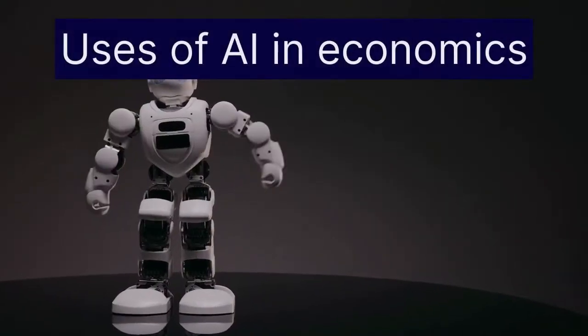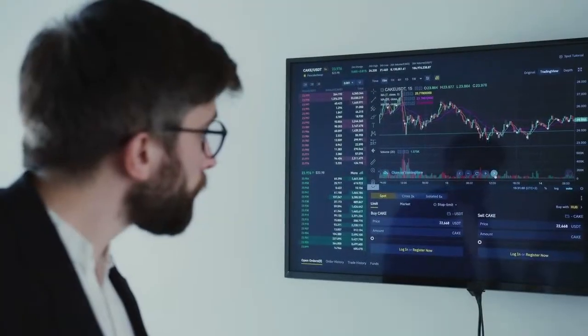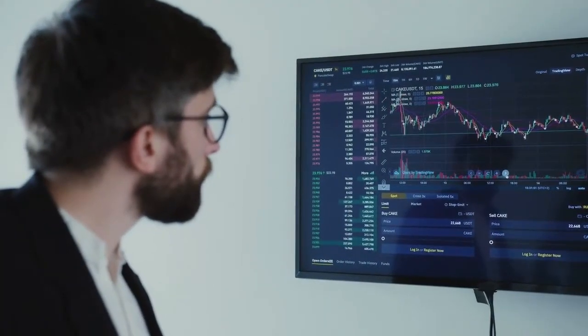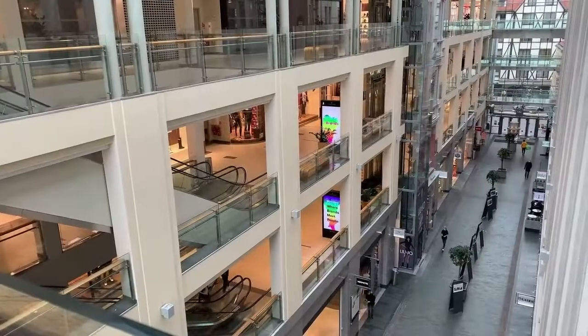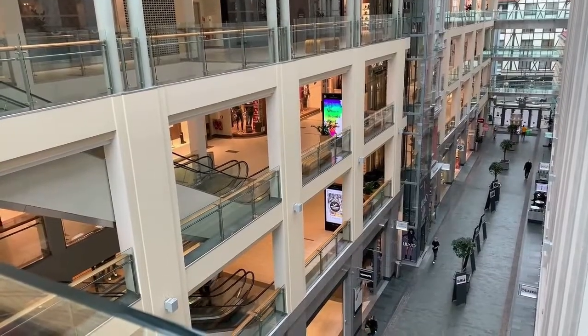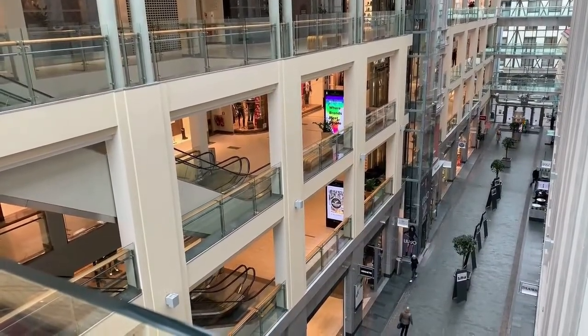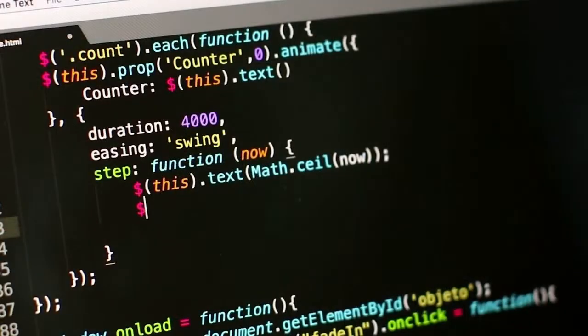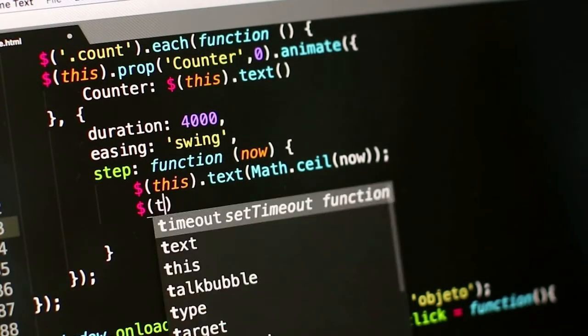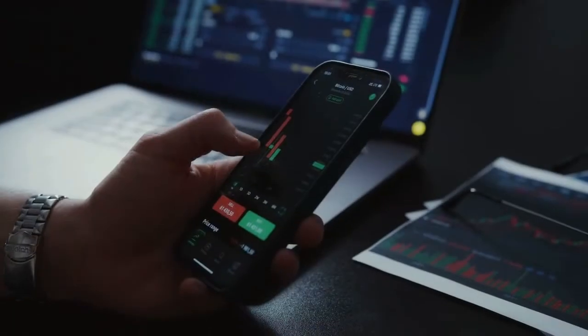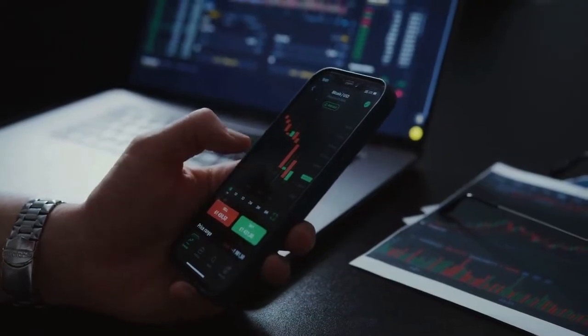Uses of artificial intelligence in economics: market forecasting. AI can analyze historical data, market trends, and social media sentiment to predict future market movements with greater accuracy. This allows businesses and investors to make informed decisions about investments, pricing strategies, and inventory management.